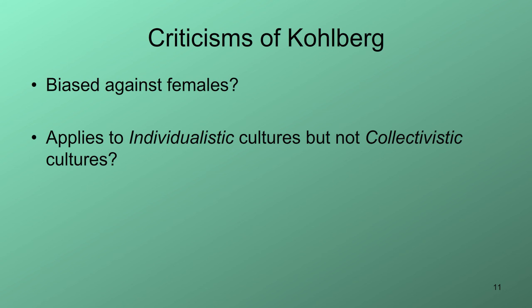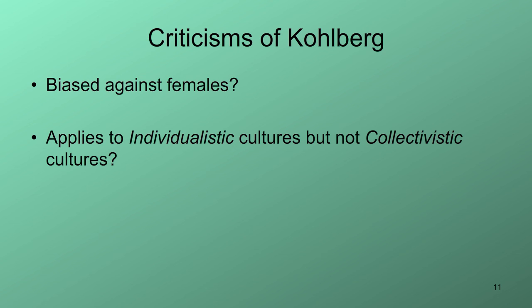But what about this second charge, which is a little more serious? Does Kohlberg's theory apply to individualistic cultures but not to collectivistic cultures? Individualistic cultures are cultures in which we focus on the good of the individual person and the abilities of the individual. American culture, Western European culture are individualistic cultures. Collectivistic cultures are those in which the greatest good is not of the individual, but the good of the community. And so there's less of an emphasis on people becoming their own individual person and developing their own likes and dislikes and their own unique personality, but rather the emphasis is on the person fitting in and becoming a cog in the whole machine of society.